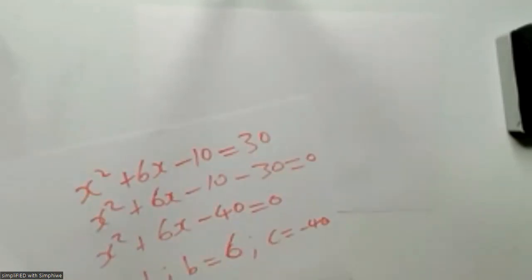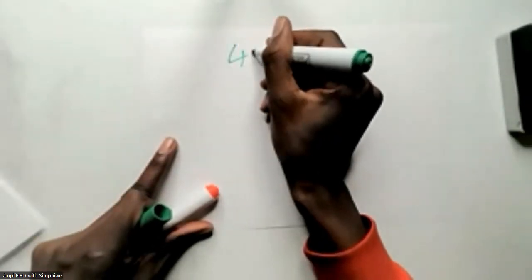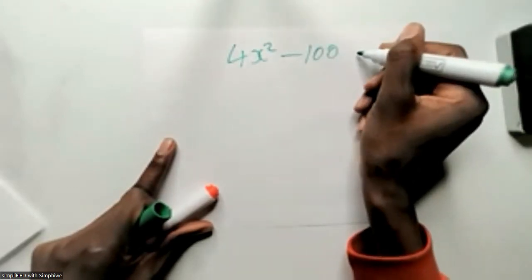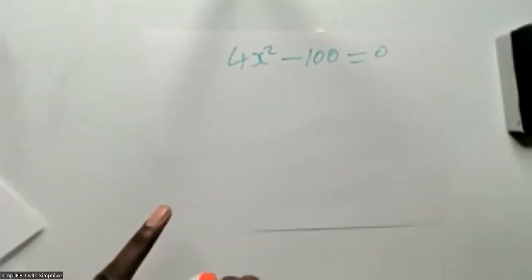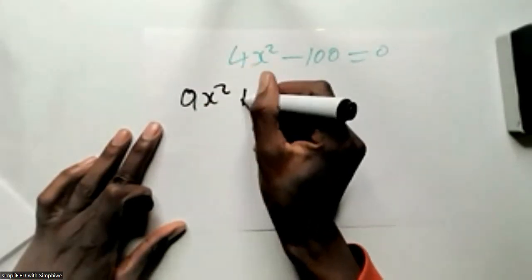But I'm interested in question 20 because it's a bit different. If you check the previous 4 equations, we always had the value of a to be 1. So all the previous ones we've done, we found a to be always 1, and a is not 1 all the time. A could be any other number. Here we have 4x squared minus 100 is equal to 0.